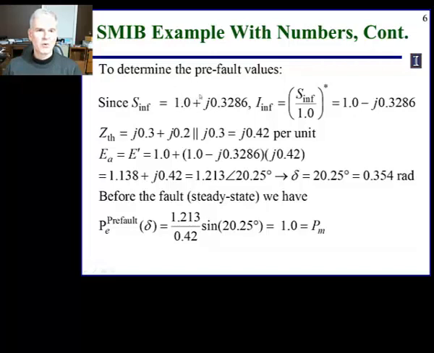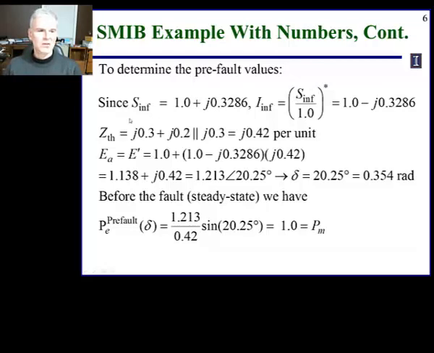So to solve this, what we take is the fact that we know the initial power into the infinite bus, 1 per unit real power. We use the fact that the power factor is 0.95 lagging. That gives us its initial reactive power of 0.3286, recognizing that voltage times the conjugate of current is power. If we know the power, we know the voltage, take the conjugate. That gives us the current flowing out of the generator into the infinite bus.